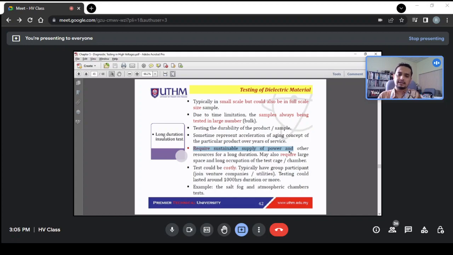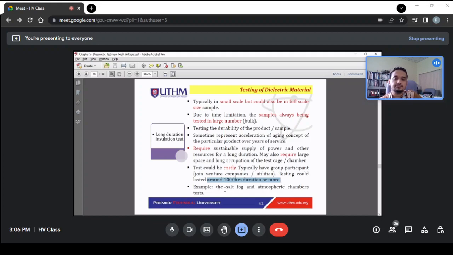That means we are going to run the experiment for 24 hours, for 48 hours. Of course, the system in the lab needs to be ready, so there shouldn't be an interruption of power supply. Say we run the experiment for 6 hours and then the breaker fails, no power supply, then we need to repeat again. It needs to be continuous. The testing could last around 1,000 hours or more, right?